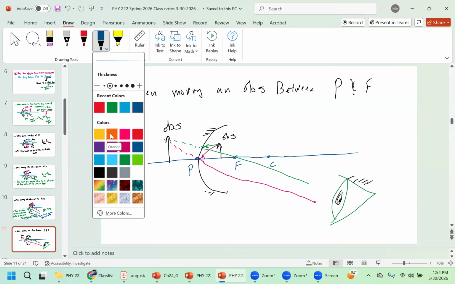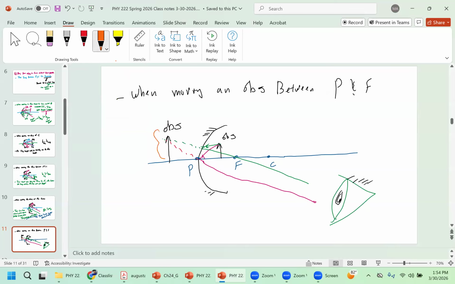let me try orange. I never tried orange. At this point, you are getting an image. What kind of image? A virtual image. Not only a virtual image, it's a big virtual image. Basically, it's magnified and it's not inverted.